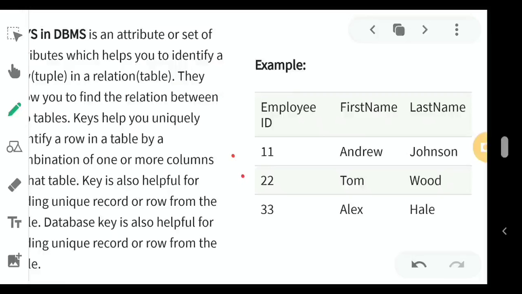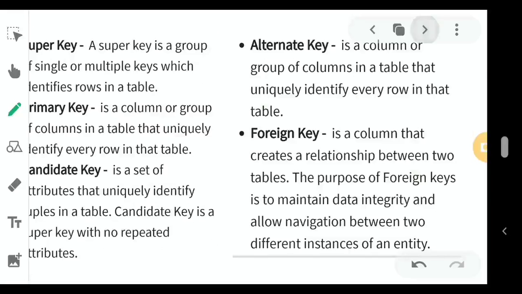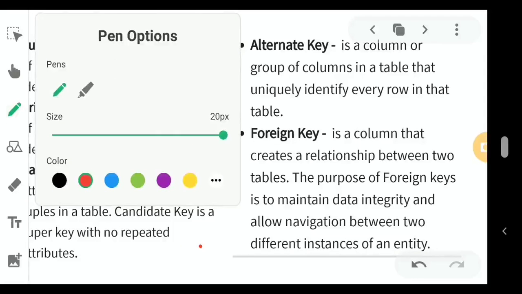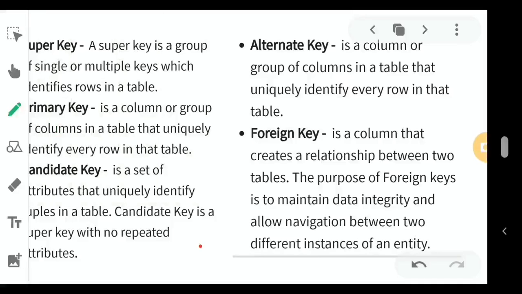Any combination of attributes whose values can be used to uniquely identify a tuple, where a tuple means a record in a relation, such that no two tuples have identical values in these attributes, is also known as the super key concept. So there are many key concepts. One by one, I have now said the concept of the super key. Now we can take the concept of the primary key.